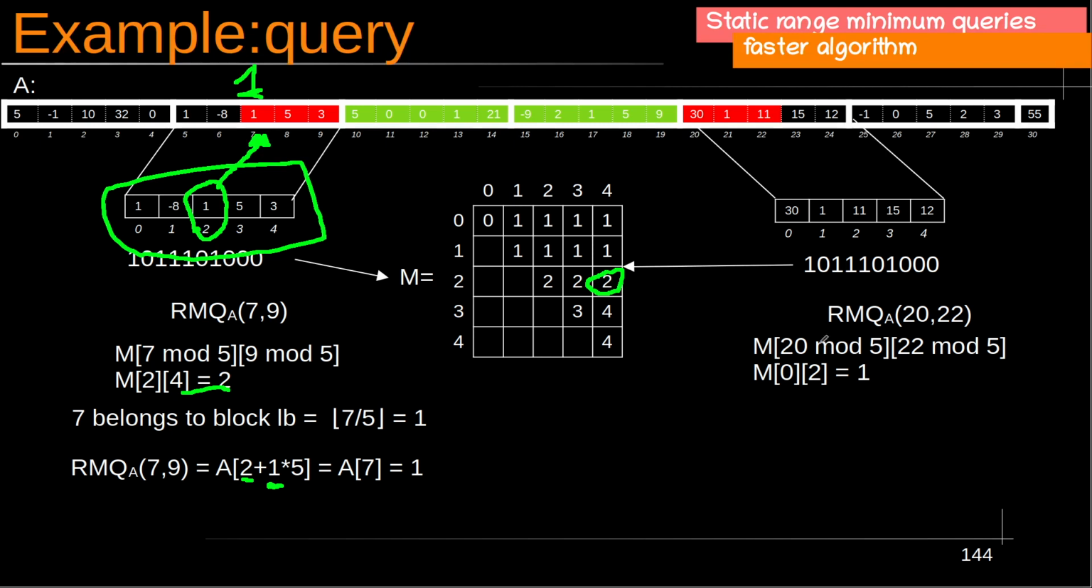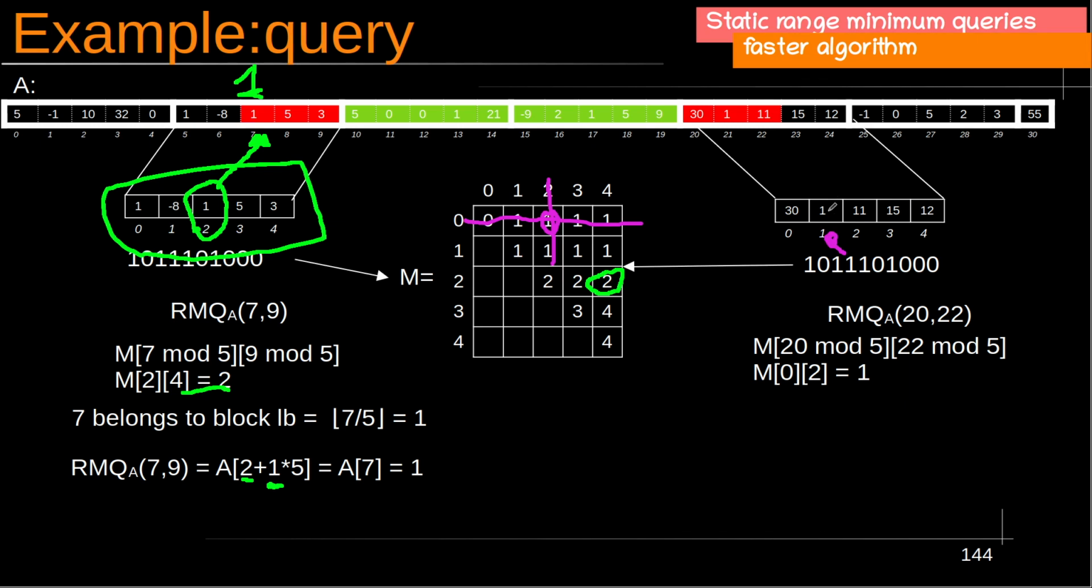It's 20, which is R1 here. Mod 5 will give me 0. So 0. 22, which is R, the right boundary, with mod 5 is giving me 2. This one, as you see. So I can say that the position of the minimum in this block will be at position 1 here.